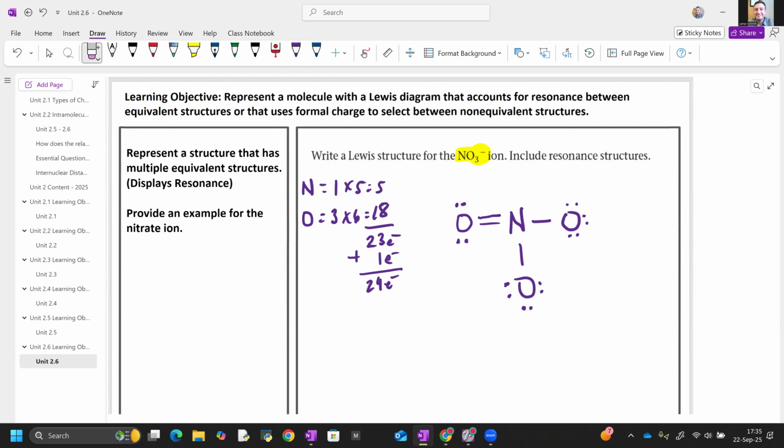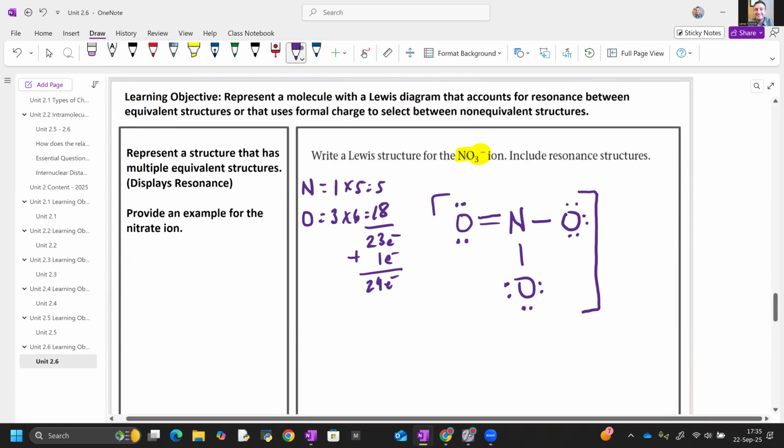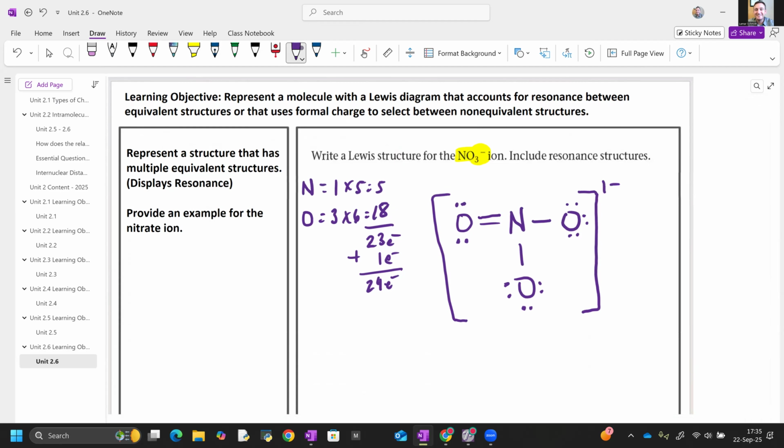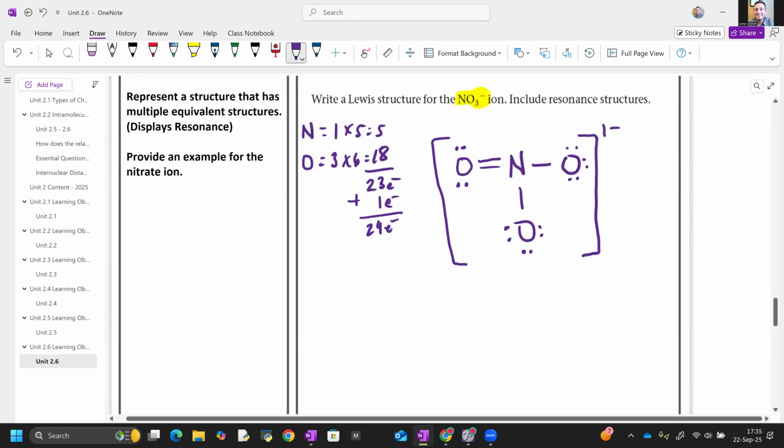And now all atoms have an octet, and there's a total of 24 electrons. Now, because this is an ion, ions are drawn with brackets. We put ions in brackets, and these brackets have the charge on the outside. And so that would be the appropriate way to represent the nitrate ion. Now, in reality, just redrawing this nitrate ion, I'm going to draw this first.